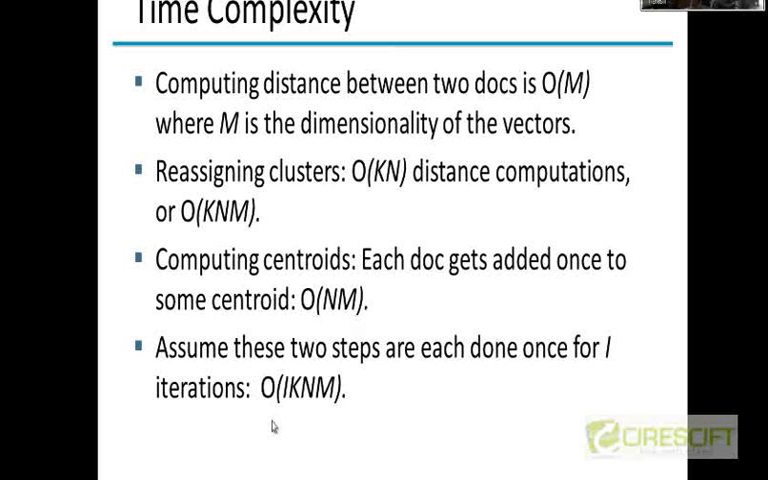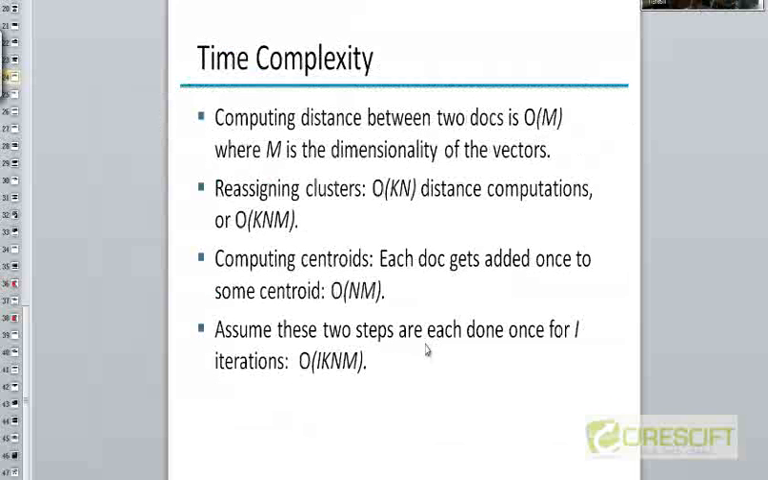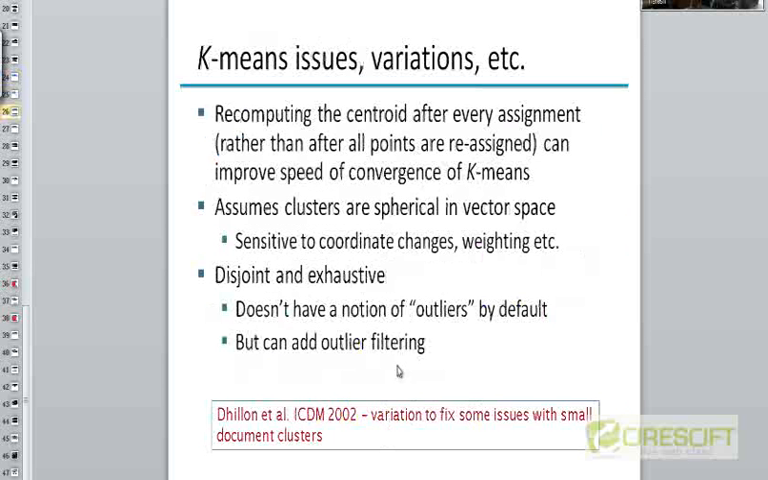And there are I iterations, so these two steps will have to be done I times. So the total, because this one is the larger among these two, the time complexity of a single iteration is dominated by this particular expression. And so I times this particular expression will be the total time complexity of K-means clustering. Any questions? No, sir.